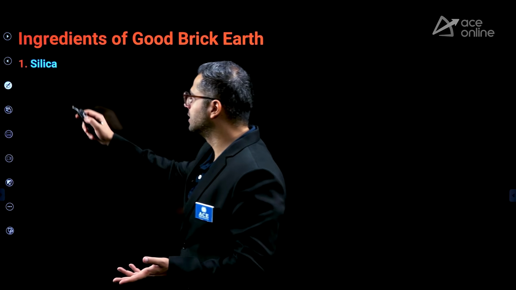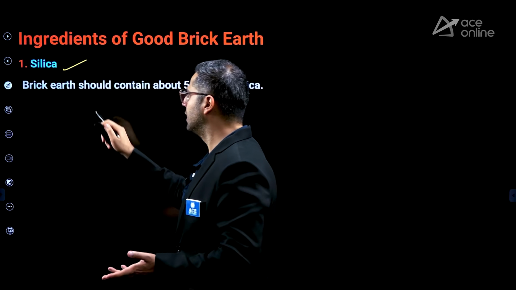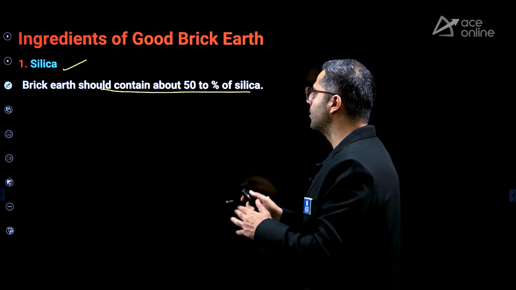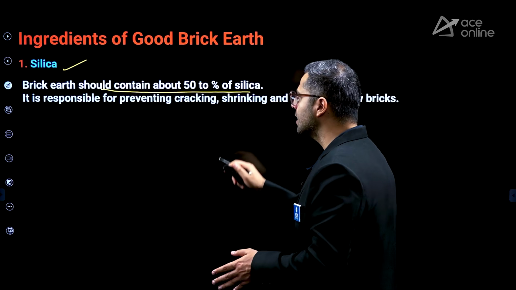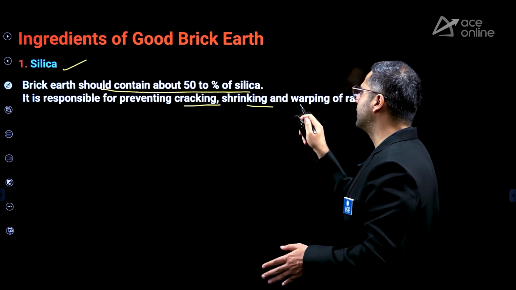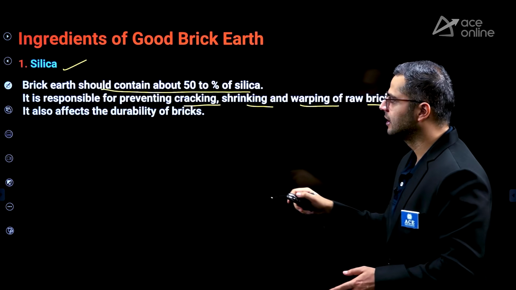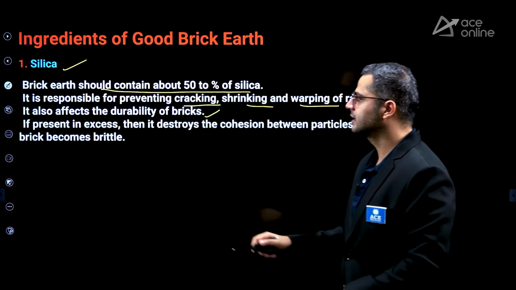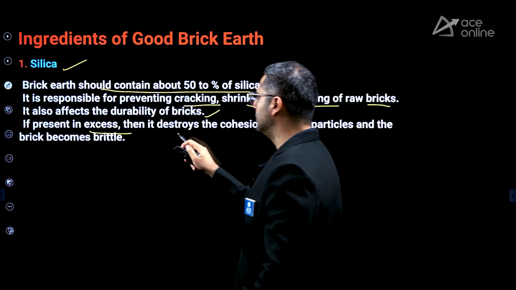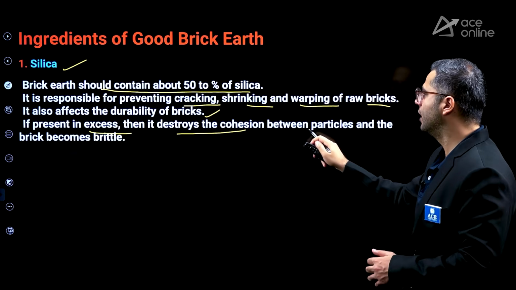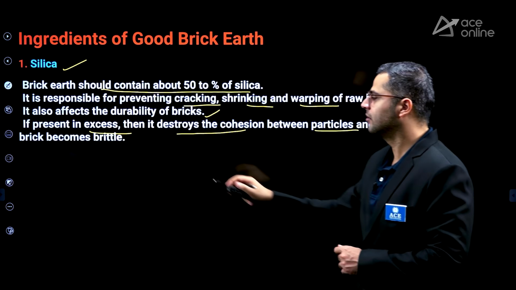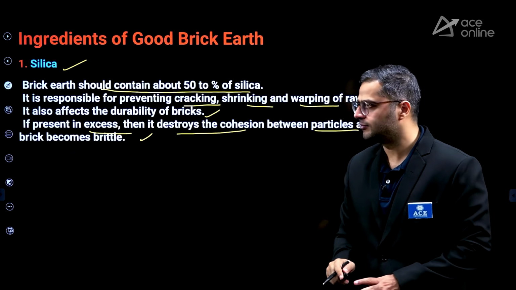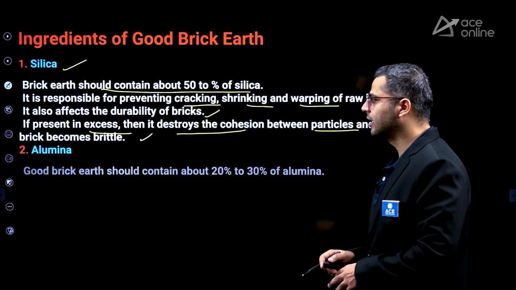Number one is silica. Brick earth should contain about 50% of silica. It is responsible for preventing cracking, shrinkage and warping of raw bricks, and it also affects the durability of the bricks. If present in excess, it destroys the cohesion between the particles and the brick becomes very brittle. This is the problem with silica. Next one is alumina.